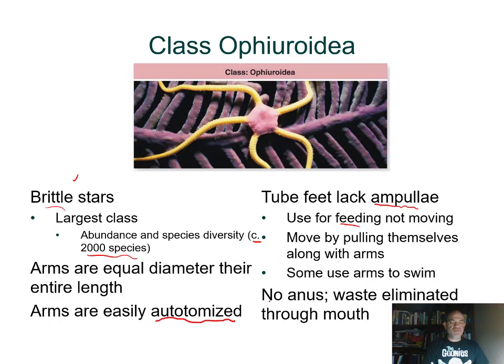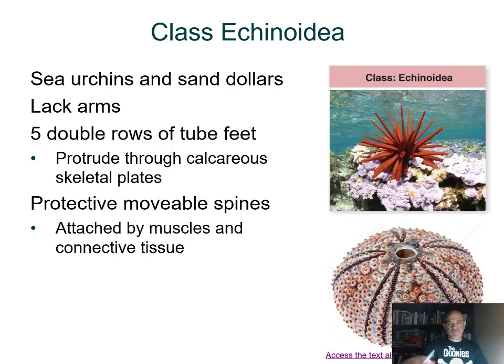This group, the sea star, has a mouth and has an anus on the other side. This group has no anus, so through evolution they lost that, and so they have to eliminate any waste through their mouth. Sounds pretty gross.